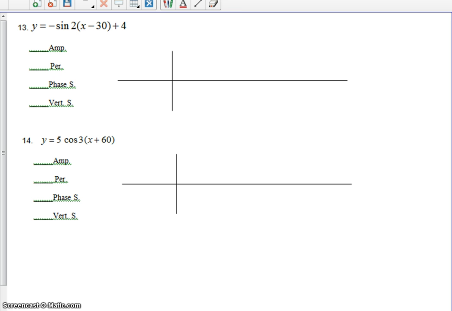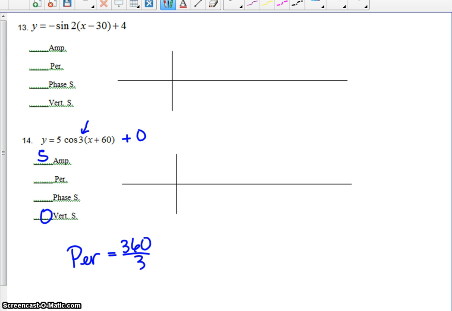For 14, our amplitude right away, I can look at it and say it's 5. Our vertical shift is 0. So it's kind of like we have a 0 there, so there's no shift up or down. The period has to do with this coefficient here in front of my x. So my period, since we're in degrees, is 360 divided by my k, the coefficient. 360 divided by that k is 120 degrees. So my period here is 120 degrees.